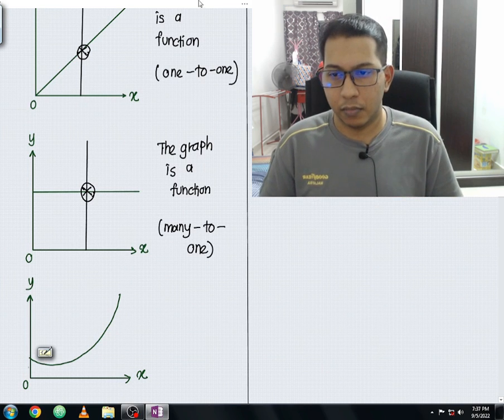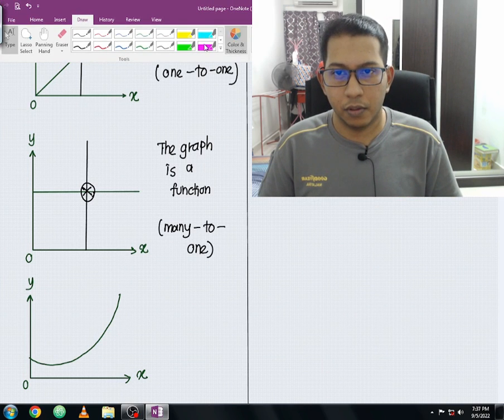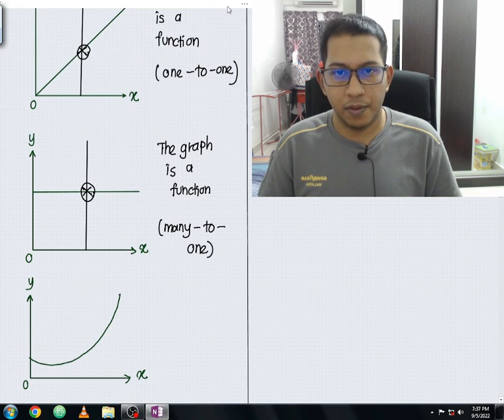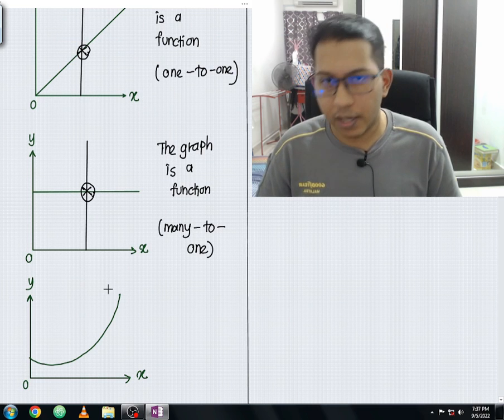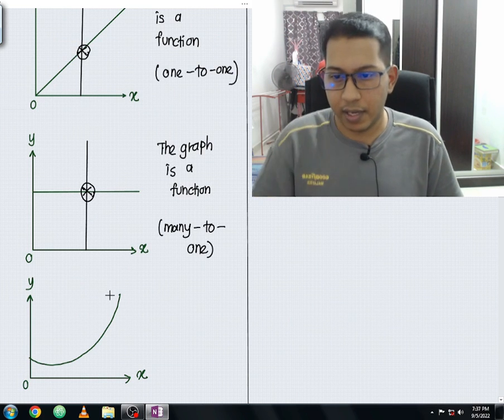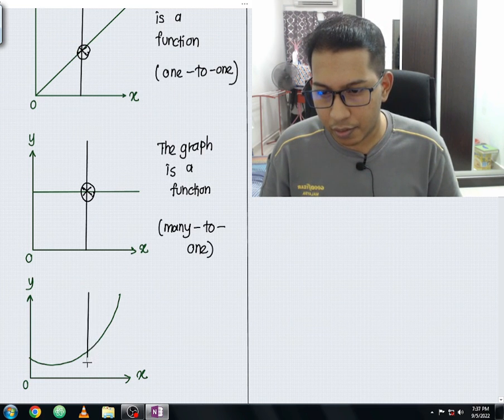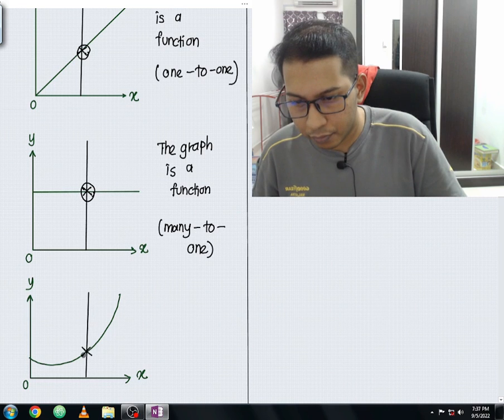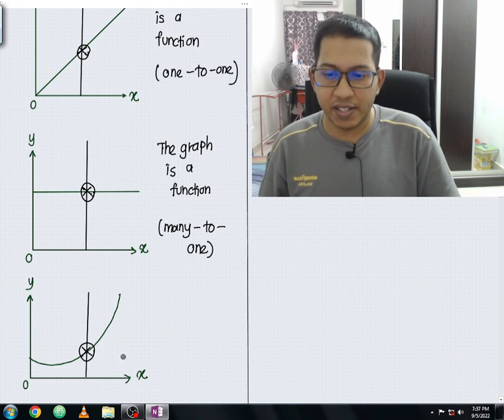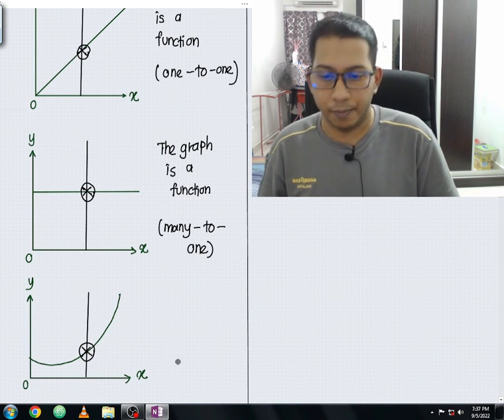So let us perform the vertical test. I draw a vertical straight line, intersect through the graph, and as you can see here, it only intersects one point at a time. And this is an example of one to one.